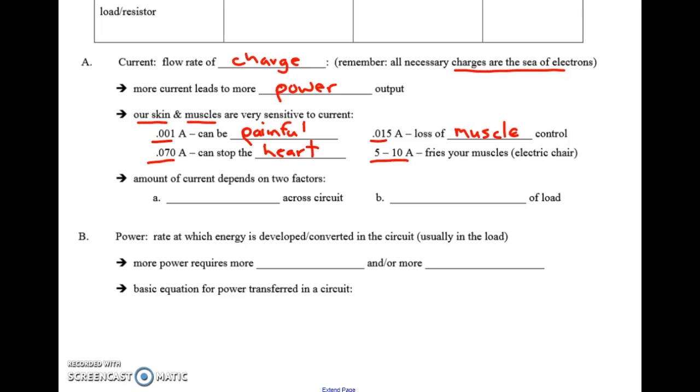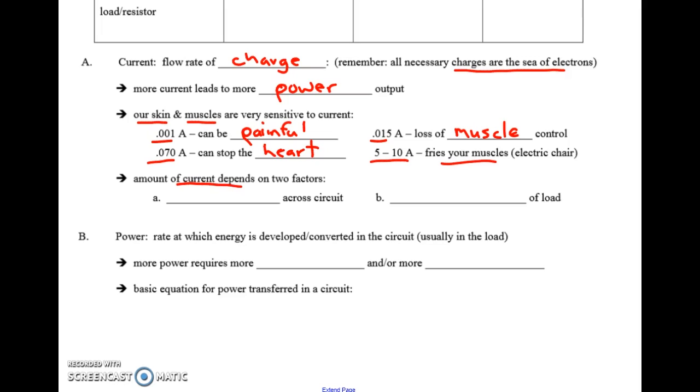And if you get 5 to 10 amps, well, that's going to fry your muscles, okay? Now you're bypassing all your nerves and all that. You're just going to cook your muscles, and that's really what an electric chair does. So if you want to deliver a lot of energy, you want a lot of amperage. That's what hurts. That's what kills. Voltage doesn't kill or hurt. It is amperage that does, but usually high voltage leads to high current. And that's actually what I talk about here.